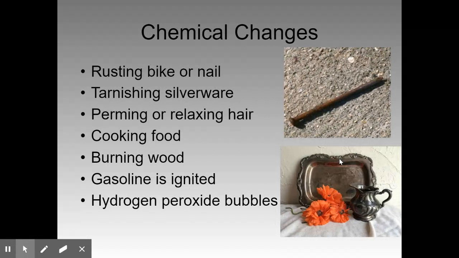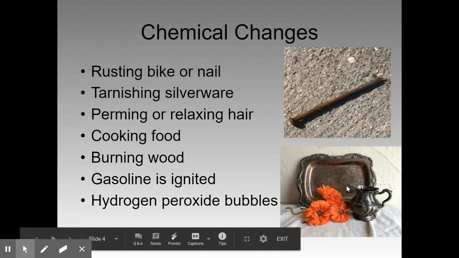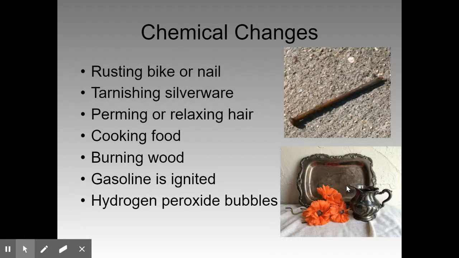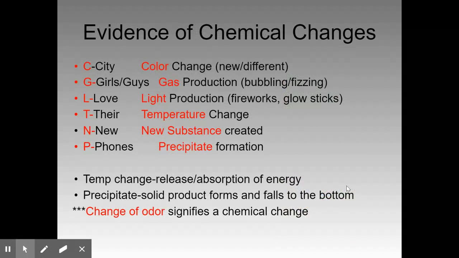So examples of chemical change would be things like a rusting bike or a rusting nail, tarnished silverware or silver, that's like this thing down here. That would be an example of tarnished silver that should be shiny. Perming your hair or relaxing your hair, cooking food, burning wood, again, anything that has to do with fire, gasoline igniting, and hydrogen peroxide bubbles. Anything with bubbles is usually chemical change.